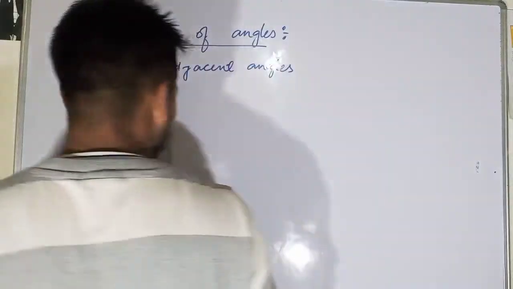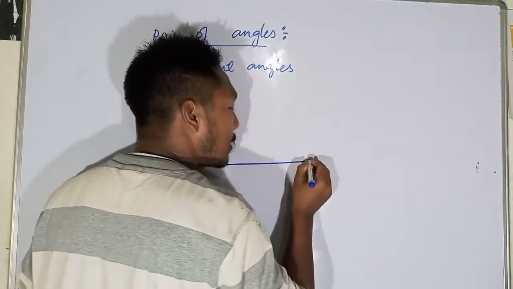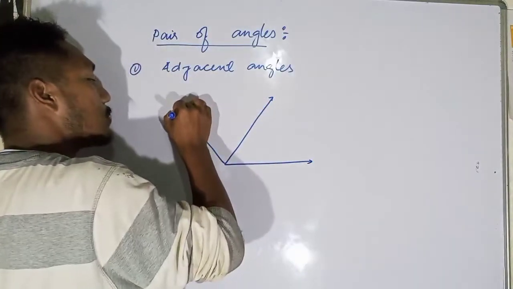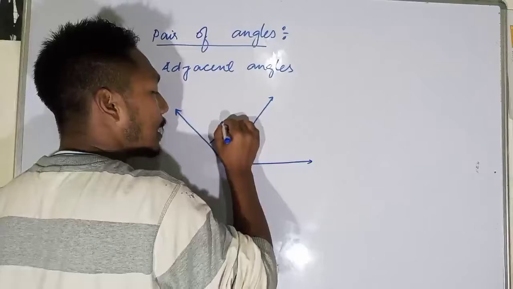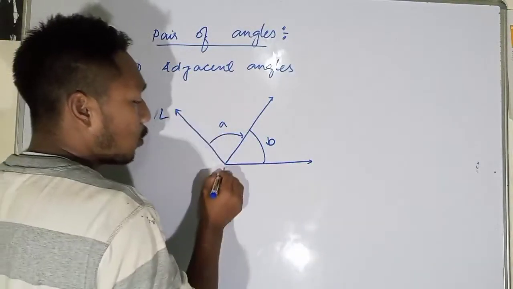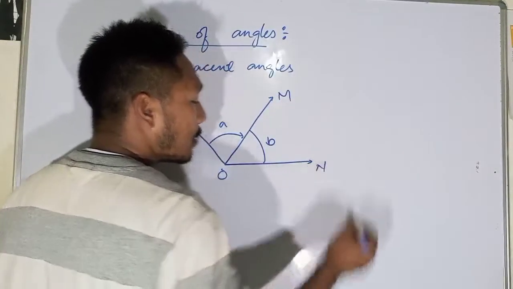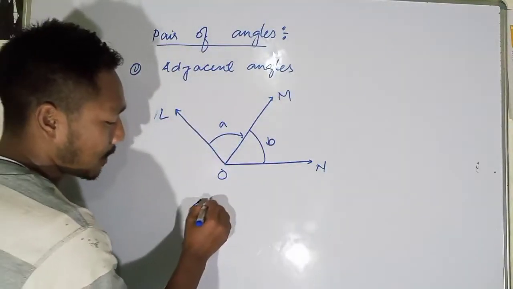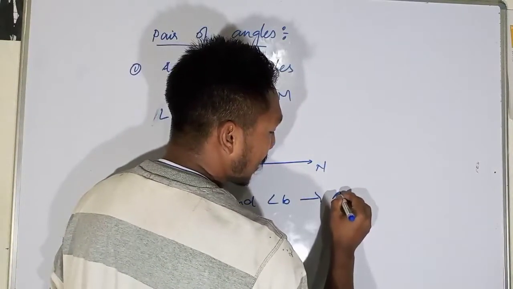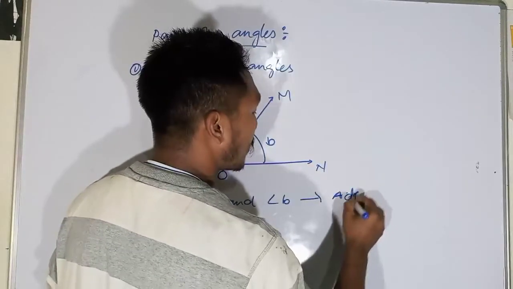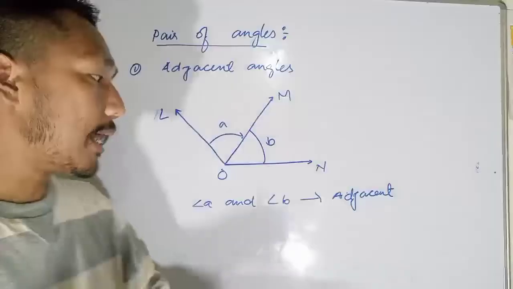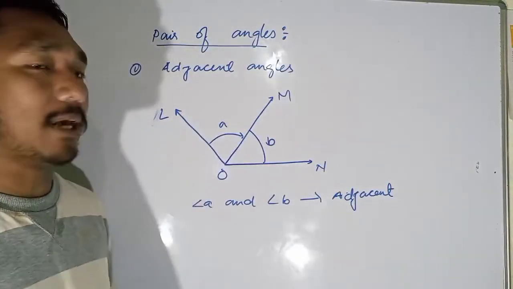Now let's say this is another line. On this we have another ray and one more ray. This is A, and this is B, or let's say this is X, L, O, M, N. So angle A and angle B are our adjacent angles. Now let's understand what the word adjacent means. Adjacent means next. It is next to me. Next to another angle is what we call the adjacent angle.